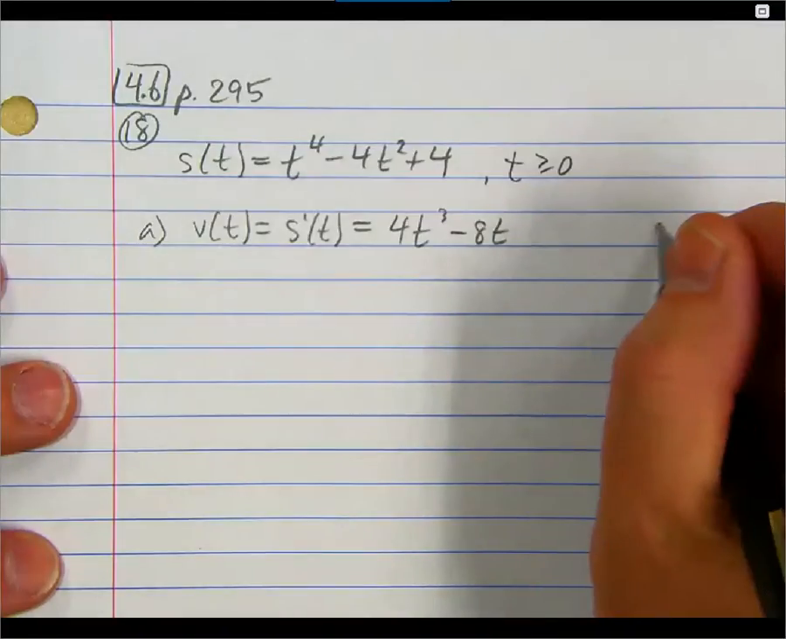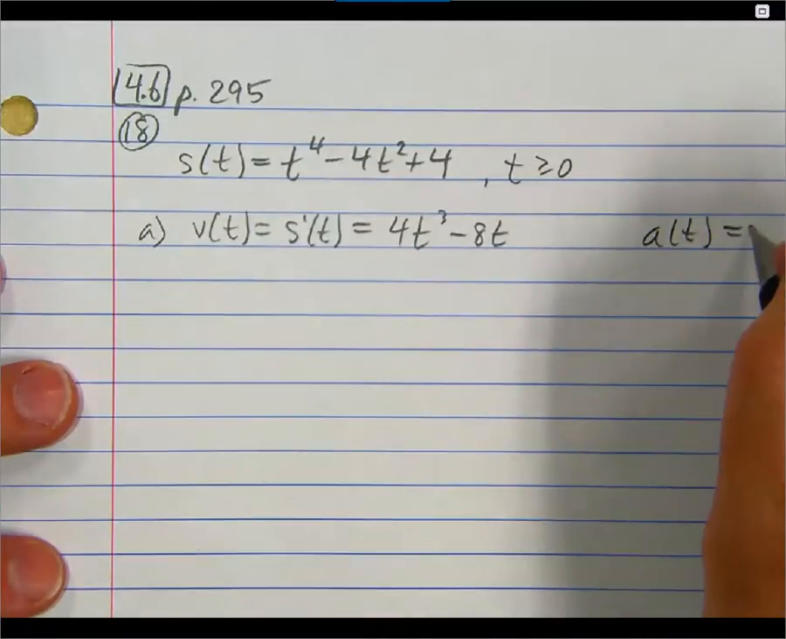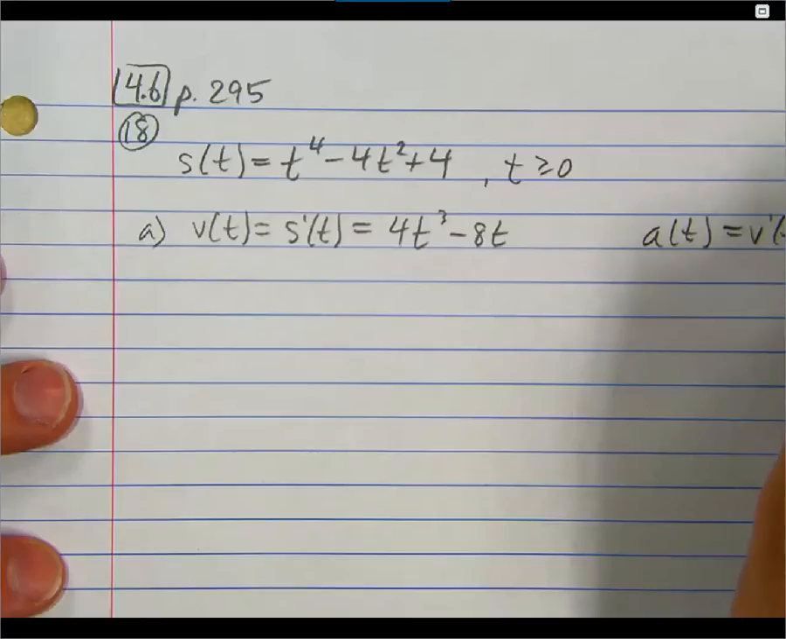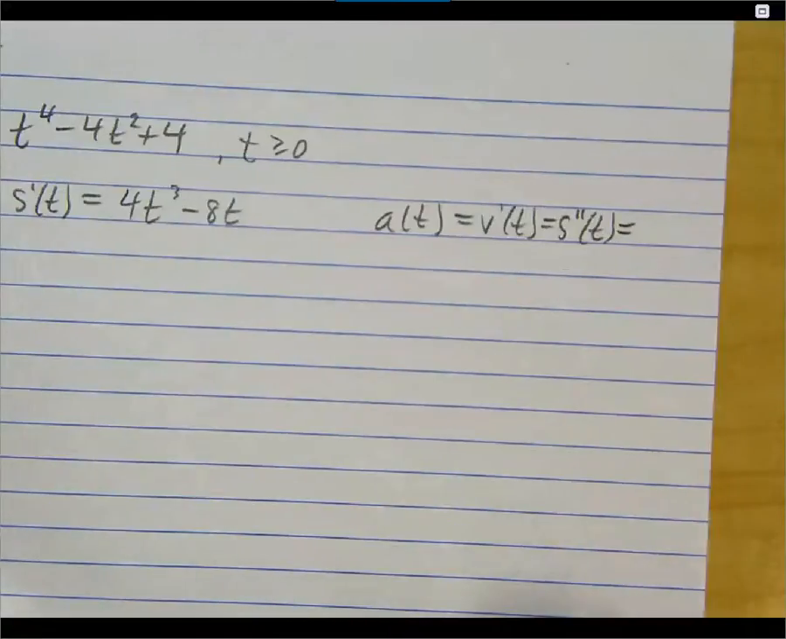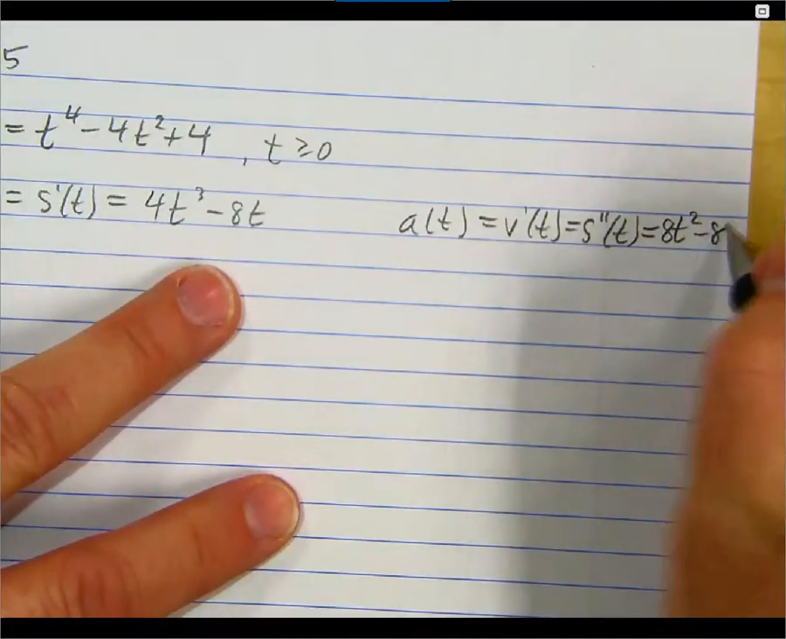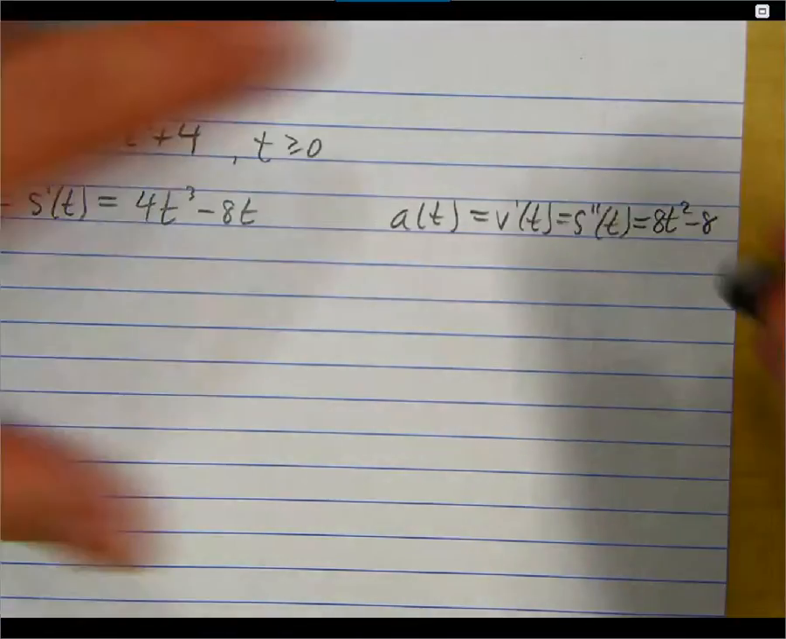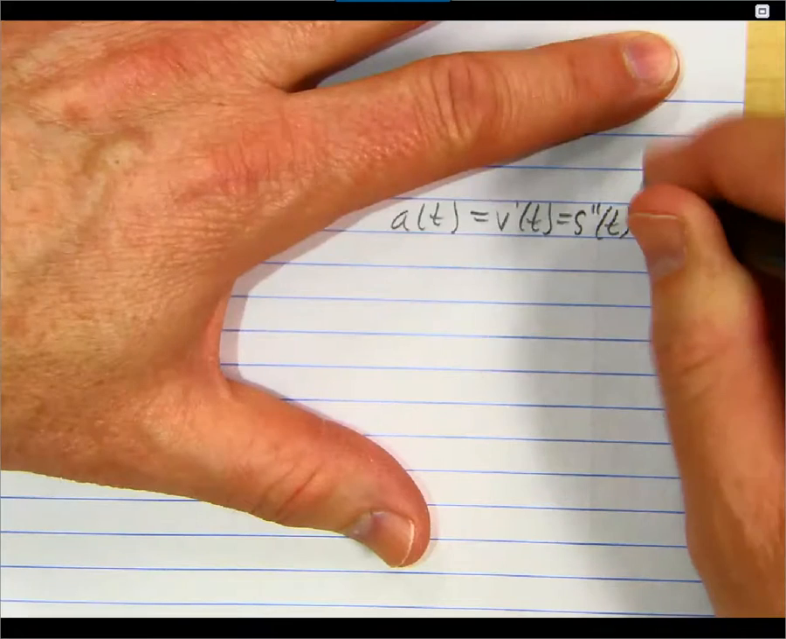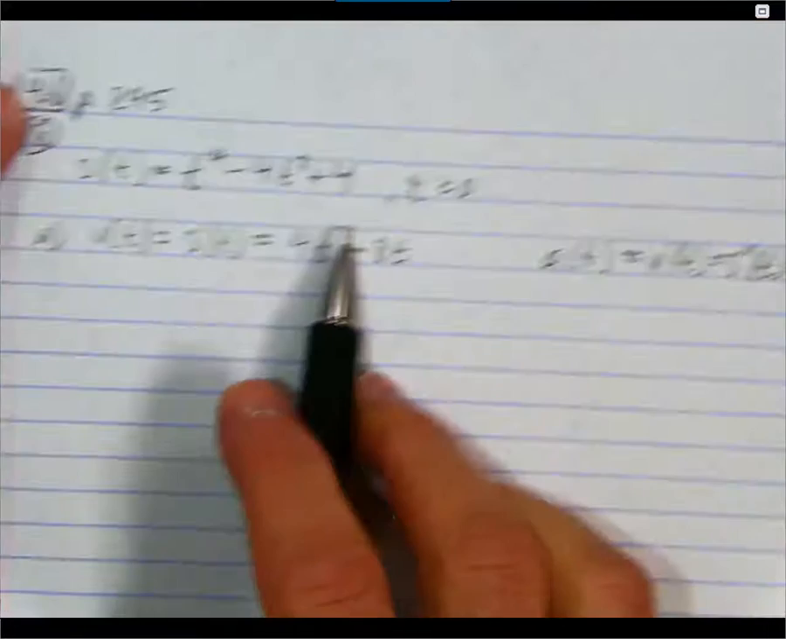Let's go to the right, and we'll find the acceleration, which is simply v prime, also known as s double prime. And I may run out of space here. Let me see if I can squeeze it in. That would be 8t squared minus 8. All right, there we go. Oh, I don't know how to multiply apparently. Thank you. There should be a 12t squared because 4 times 3.